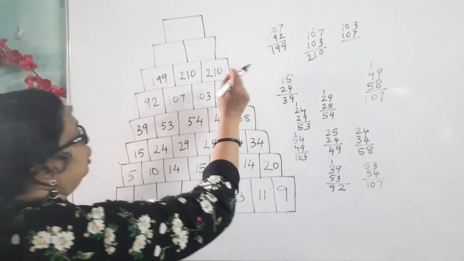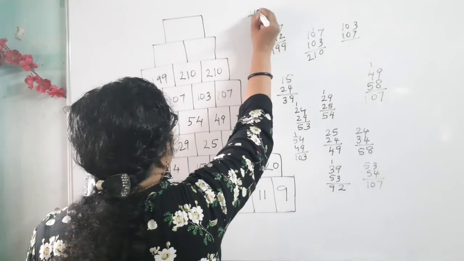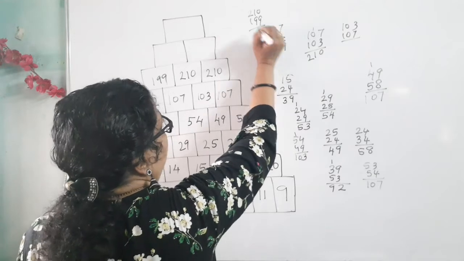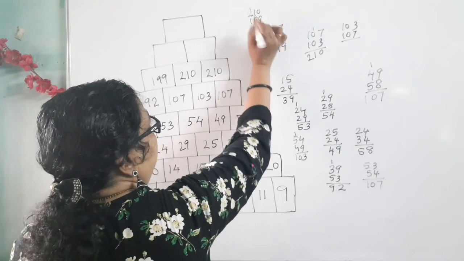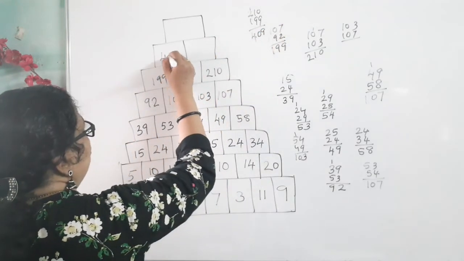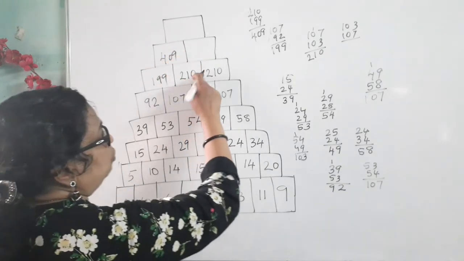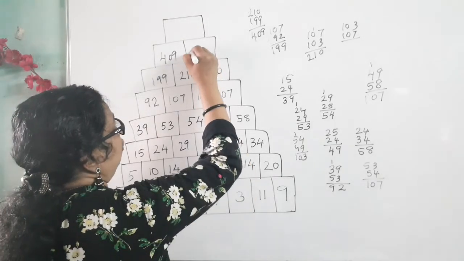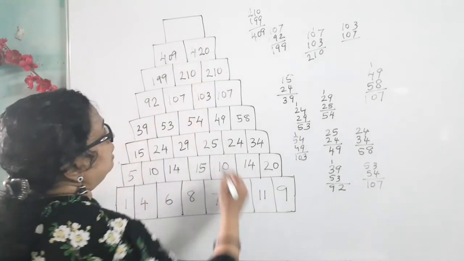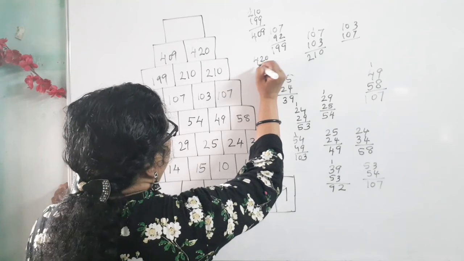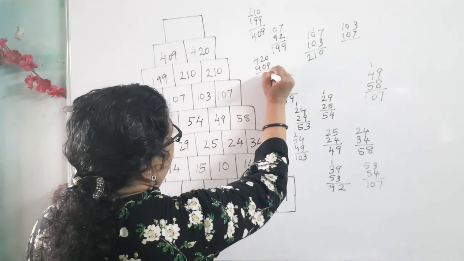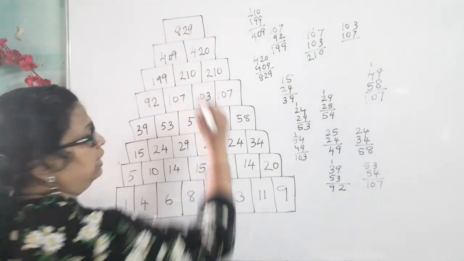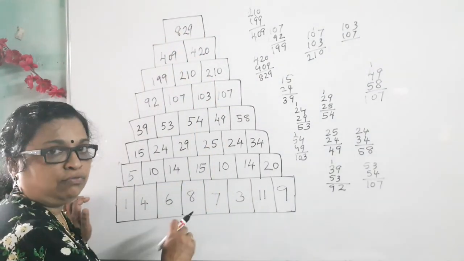Then next, 210 plus 199. 0 plus 9, 9. 1 plus 9, 10. 1 carrying, 2 plus 1, 3 plus 1, 4. That is 409. Then 210 plus 210. That is 420. Then the last, 420 plus 409. 9, 2, 8. That is 829.